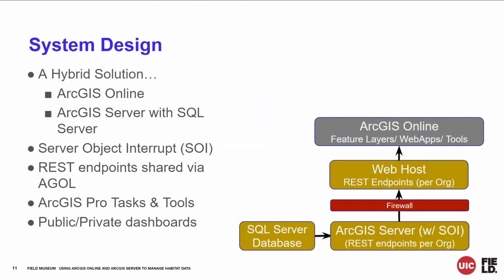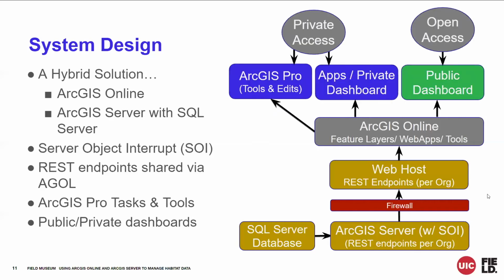And in ArcGIS Server, we're able to use a server object interceptor, which means that if a user enters data with a blank or a wrong organization ID, for example, it will correct the record so that it still goes to the correct organization. And this also prevents a potential security threat. We also use Python scripts for the back end that automates the process of creating REST endpoints used to host the data.